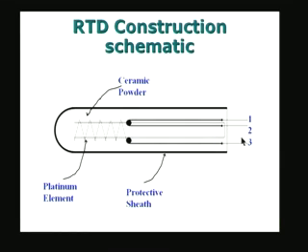This is only a schematic. The entire dimension of this RTD construction may be only a few centimeters in length and maybe a few millimeters in diameter. Here I have shown a very enlarged view just to make things clear, and also I have shown very few turns here. Actually there will be a large number of turns to achieve a 100 ohm resistance at 0 degrees Celsius for a PT100.